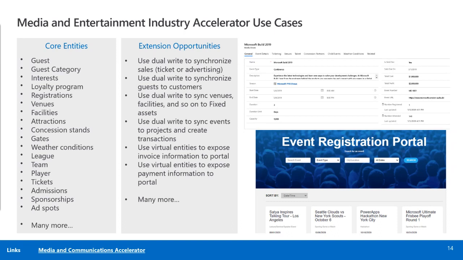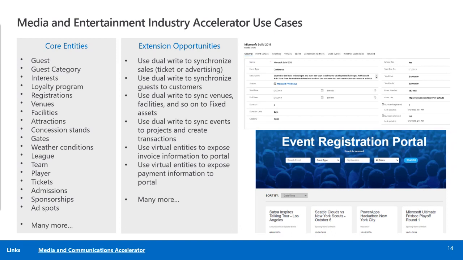From extension opportunities, how you might use this with finance and operations is we might use dual write to synchronize your sales. This could be sales from either ticketing, so there's a ticketing management app, or from your media advertising application. If you're using both, obviously you could dual write both of those over. You could also dual write to synchronize your guest information to customers. So if you're using the guest management applications to manage guests, you dual write that information over, including loyalty information.